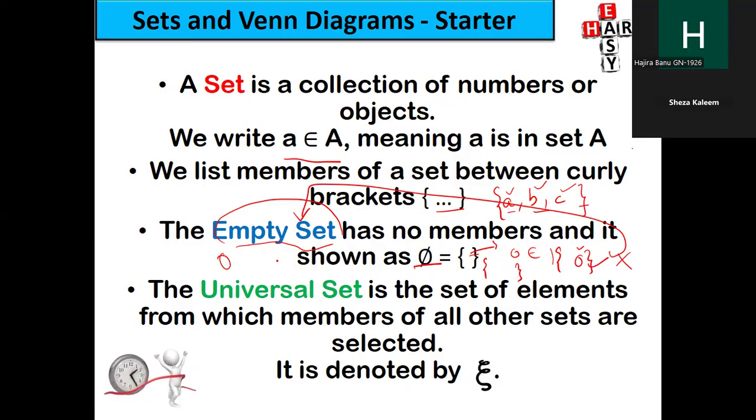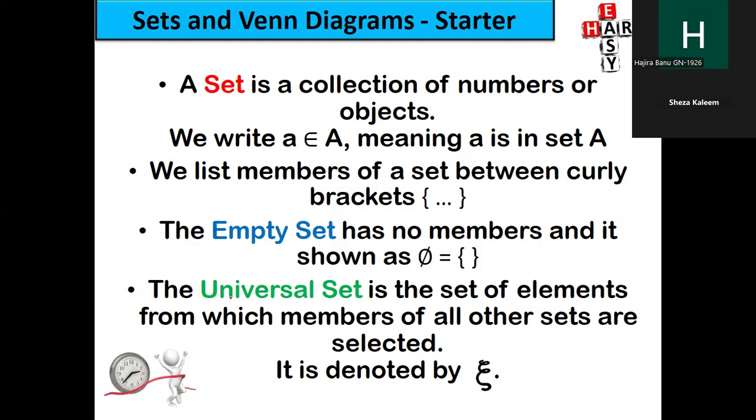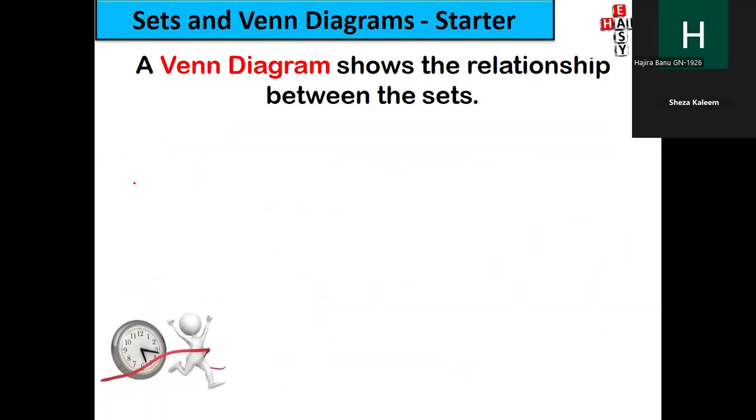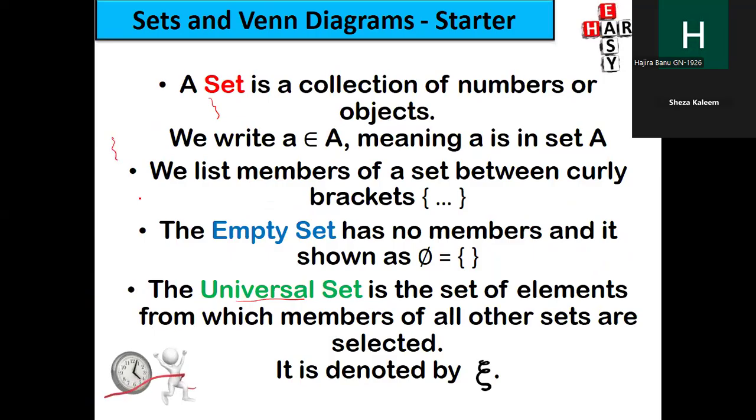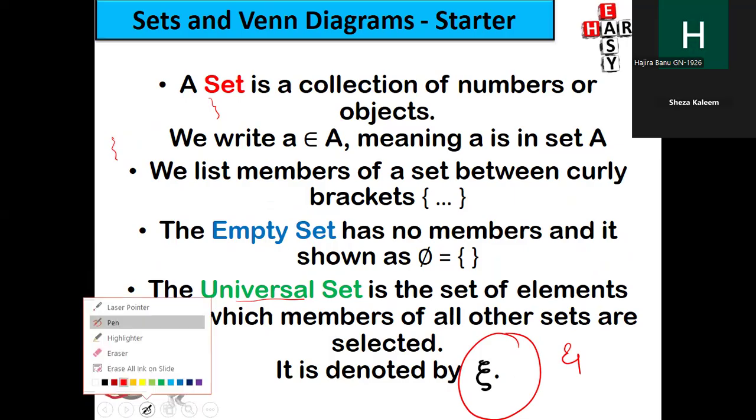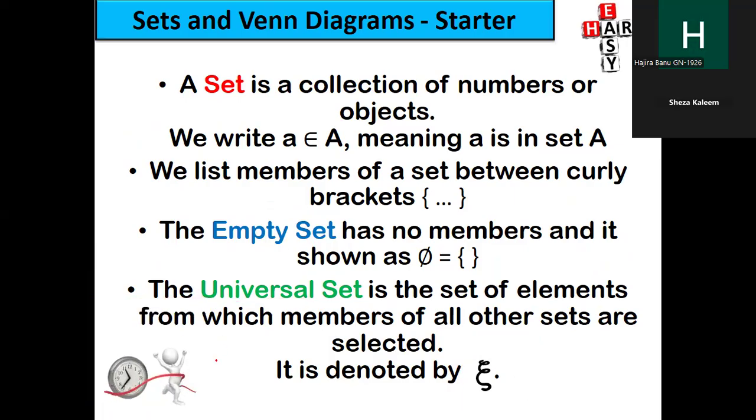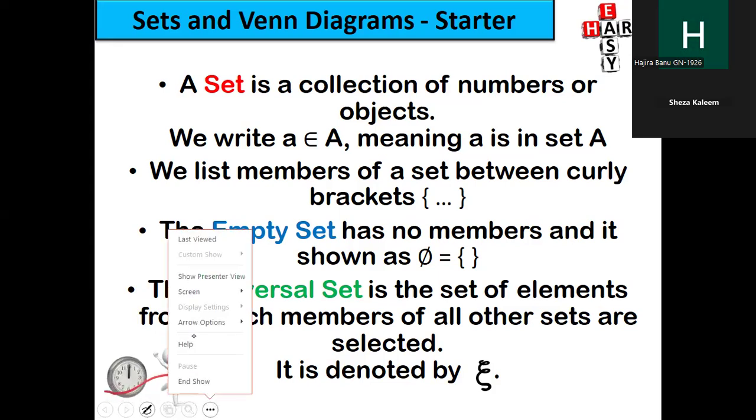Is that clear? Yes, ma'am. Then the universal set. A universal set is a set which has all the members, and then we extract other sets from this set. The universal set is denoted by a Greek letter epsilon. Is it clear? Yes, ma'am.